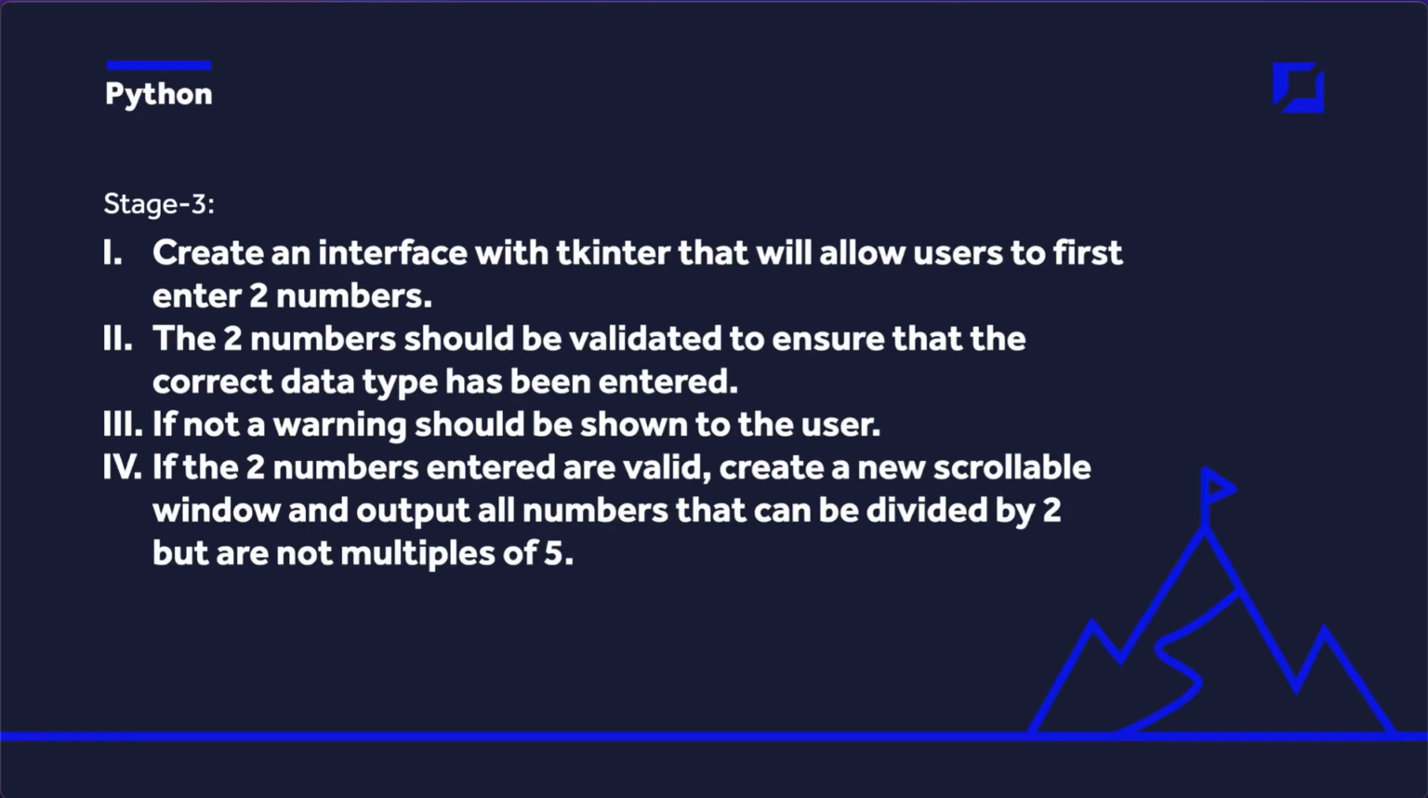So now let's take a look at the final stage. Stage 3. Now we need to create an interface with Tkinter. Instead of allowing the user to type into the terminal, we're now going to create a graphical user interface, a window, which is going to allow the user to type in some numbers. They should be able to press a button, and those two numbers would then go through a similar function to the one we created previously. We'll check the numbers can be divided by 2 and not 5. And then we will return those numbers that can be divided by 2, but not 5, in a new window, which will be a scrollable list so that the user can see all the numbers that can be divided by 2 and not 5.